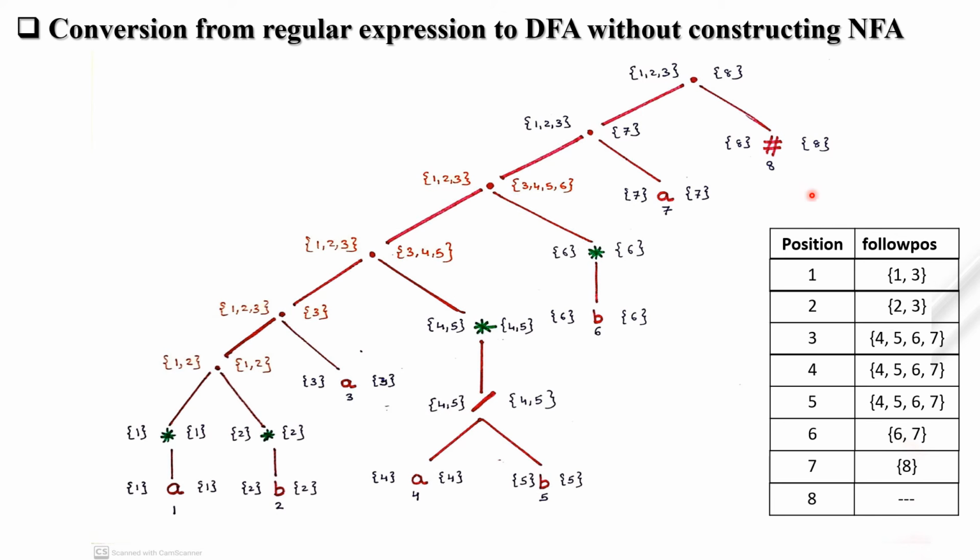So you have the follow position, you have the syntax tree with the first position and last position. So you have to construct the transition table for the DFA and construct the DFA. Hope you all understand how to construct a DFA without constructing an NFA with the help of the syntax tree method. Once again I say, this syntax tree is followed in this method only. Don't consider this syntax tree in any other unit. If you have any query, please contact me. Thank you.